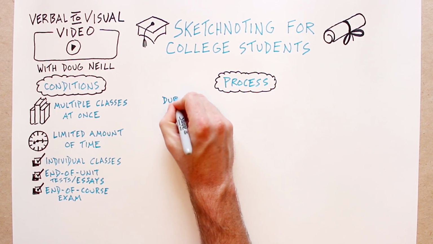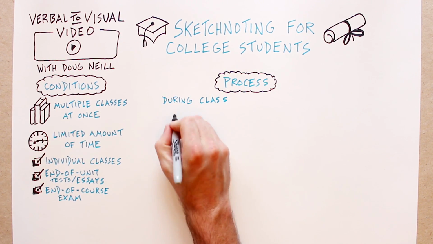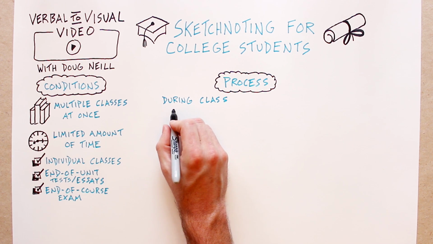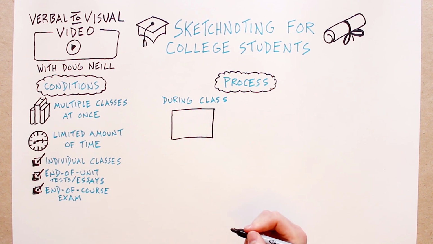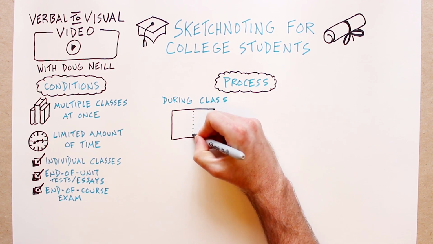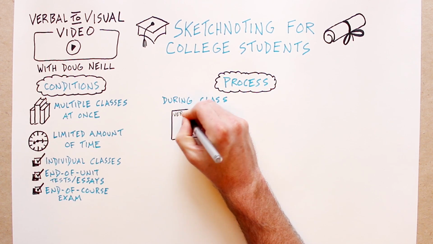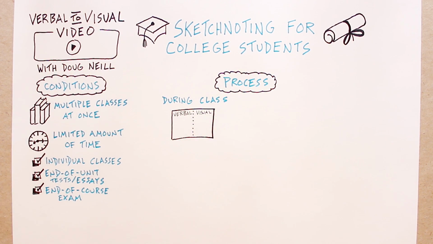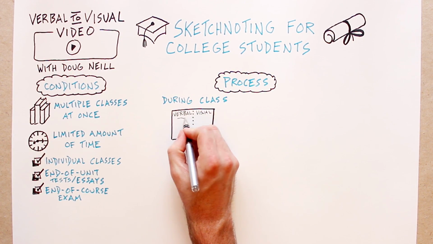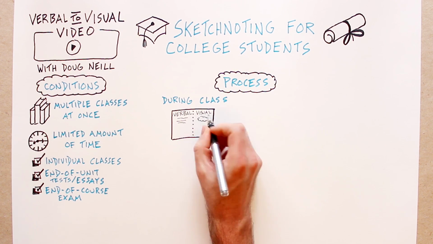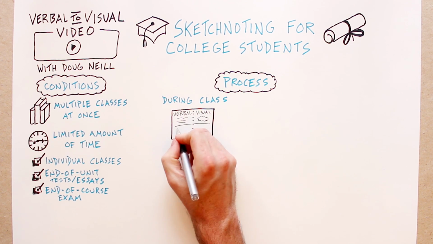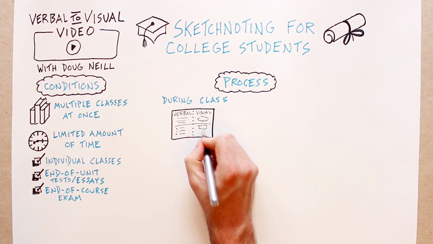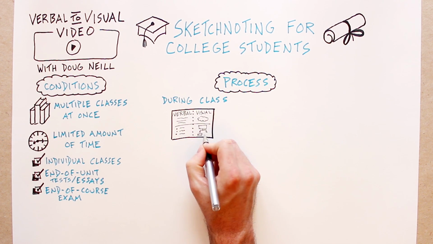Let's start with what you do during class. While you are taking notes in class, my suggestion is to break the page into 2 distinct parts, a verbal side on the left and a visual side on the right. Then during class, work top to bottom, likely capturing main points in brief words and phrases first on the left, and then also, if there's time, coming up with visuals for those key ideas on the right.